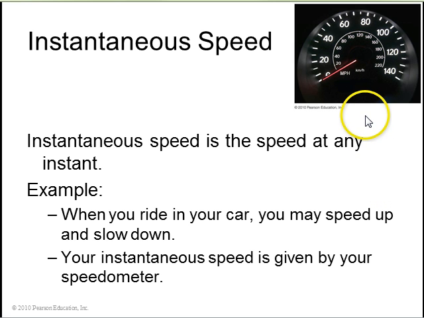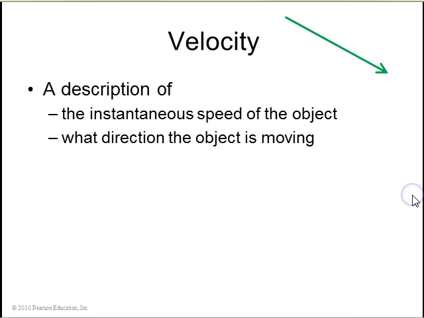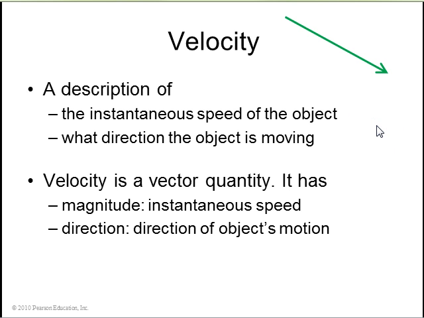Instantaneous speed is the speed at any instant, and that is what is read on the speedometer of your car. So you might speed up or slow down, but whatever it says on your speedometer at any instant is what we call the speed, or instantaneous speed more precisely. Velocity is a description of the instantaneous speed and what direction it's moving. Velocity is a vector quantity. It has a magnitude, which is called the speed, and it has a direction.